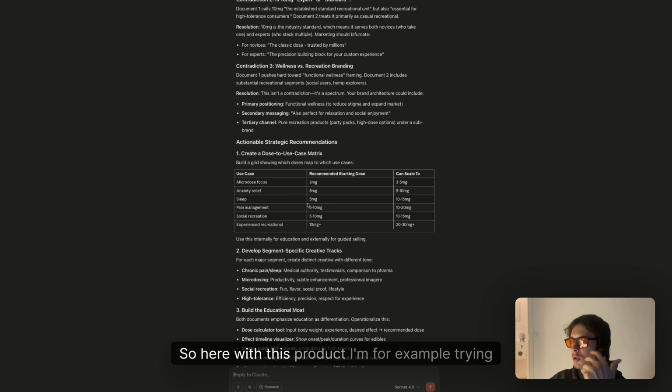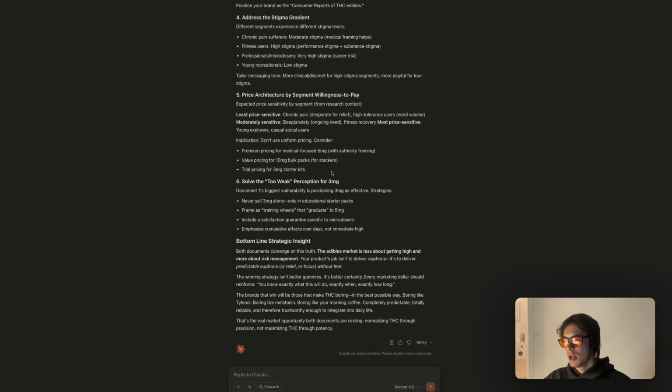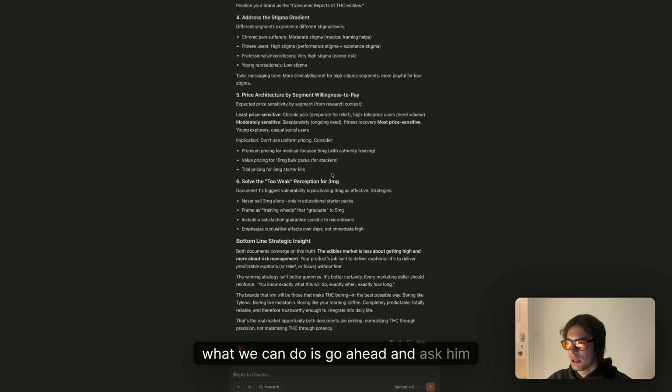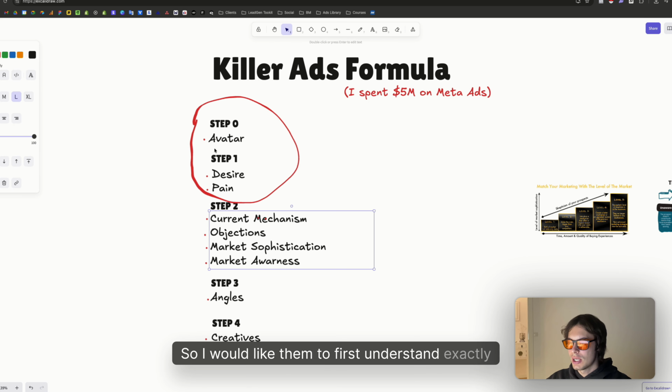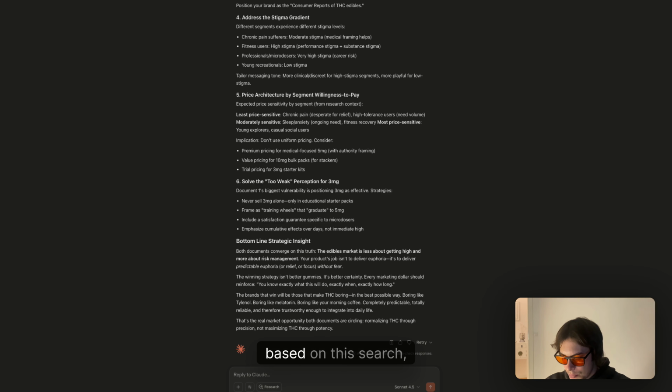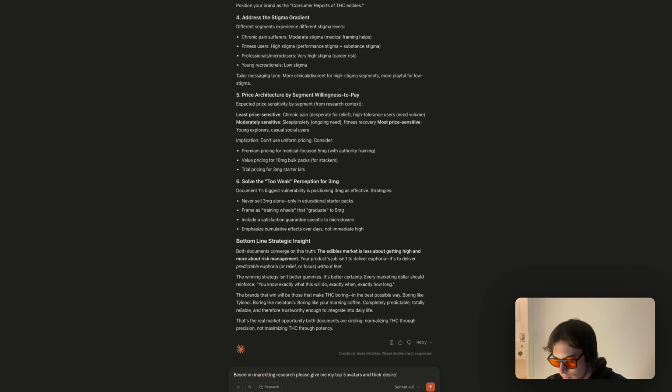So here with this product, I'm, for example, trying to identify what my possible avatars are, which again, it kind of did already for me, right? But now what we can do is go ahead and ask it to start with the second step, which is the common mechanism that they're using. So I would first like it to understand who my avatar is and what their desires and pain points are. So you can just go to Claude and say, based on this marketing research, please give me my top 3 avatars and their desires and pain points.